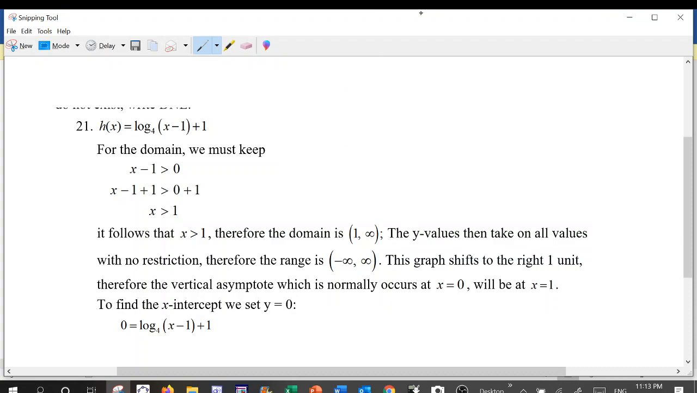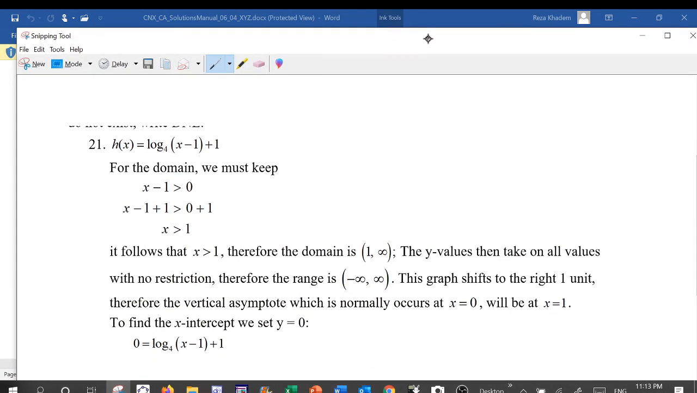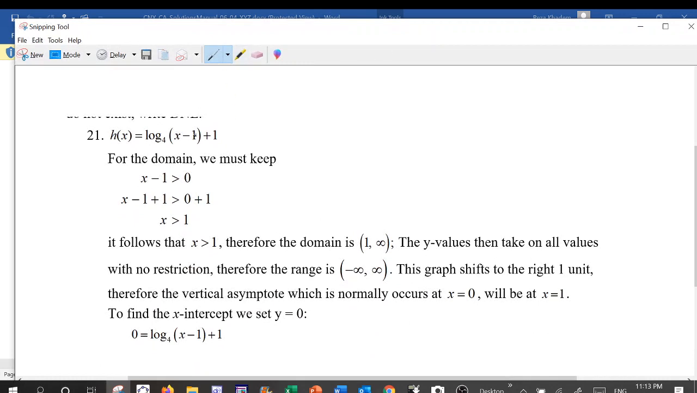So we want, again, what did we want? We want the domain, range, and x and y intercept. Okay, so the domain would be x minus 1 greater than 0, so x has to be greater than 1. So domain is from 1 to infinity, right?